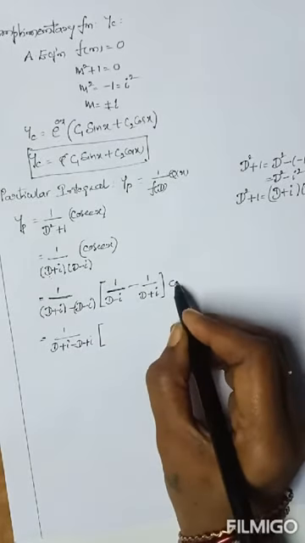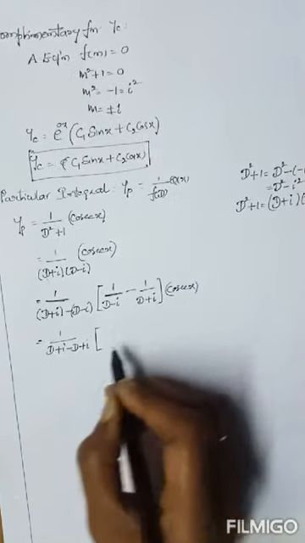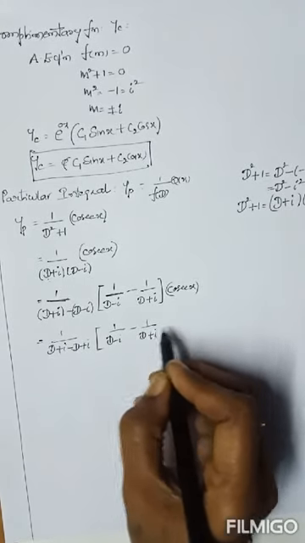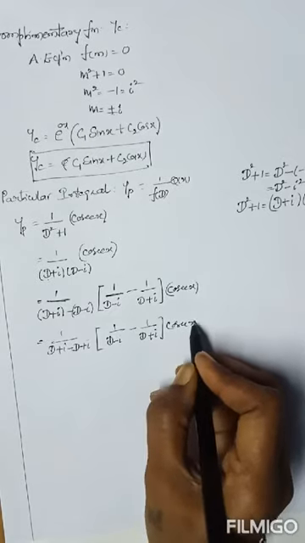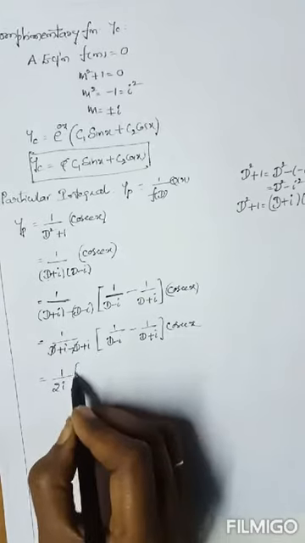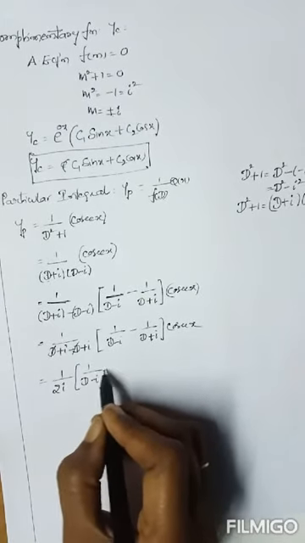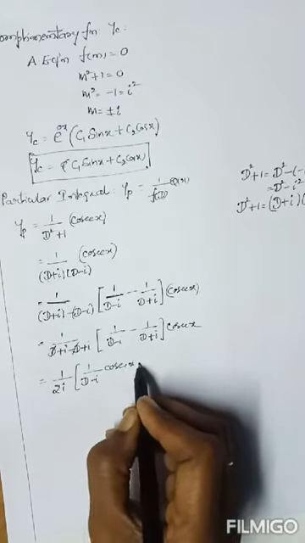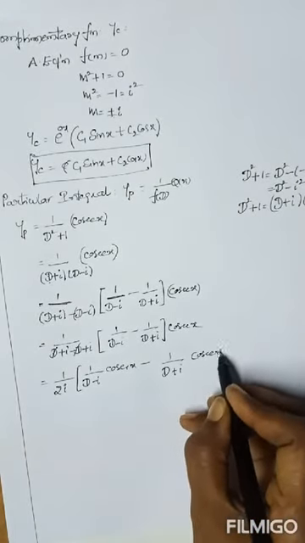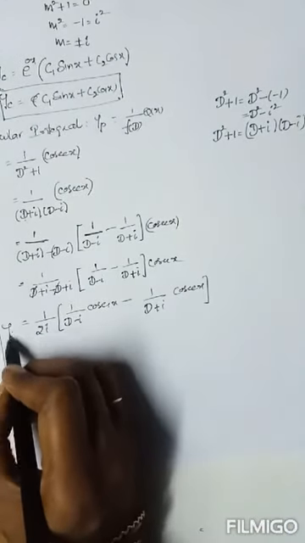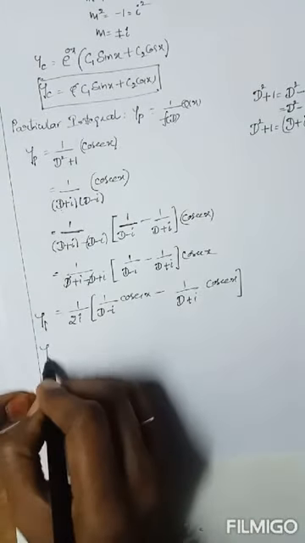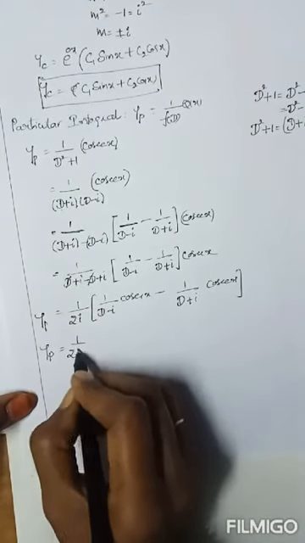Outside is cosecant of x. Here 1 by D minus i, 1 by D plus i, cosecant of x. Here these two get cancelled, leaving 1 by 2i, 1 by D minus i cosecant of x, minus 1 by D plus i cosecant of x. Now this is the value of yp. Yp equals 1 by 2i.